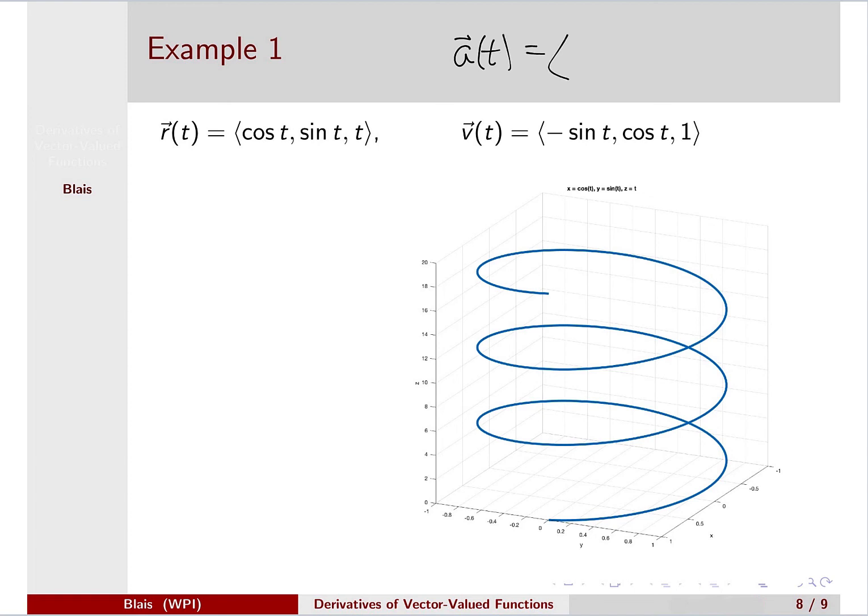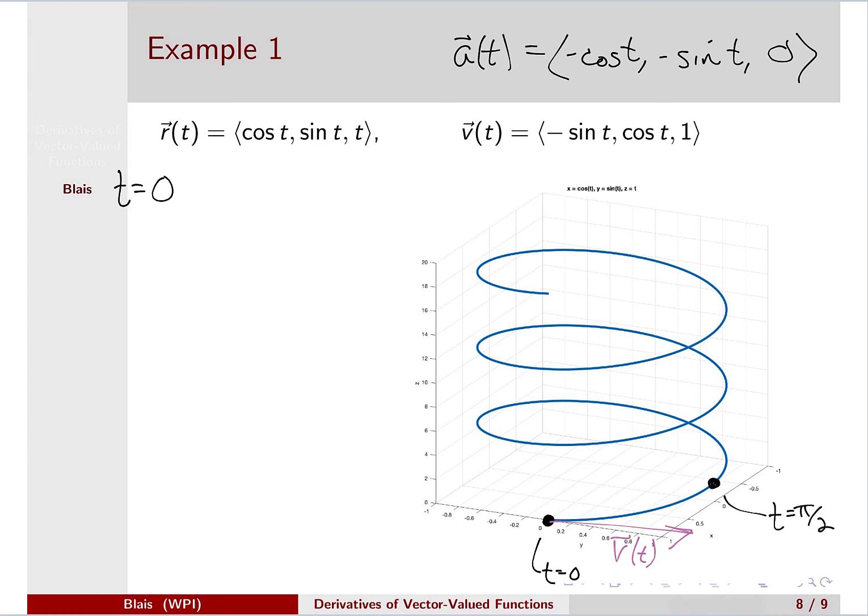we can take the derivative of this velocity vector. Derivative with respect to t of negative sine of t is minus cosine of t. The derivative with respect to t of cosine of t is minus sine of t. And the derivative with respect to t of 1 is 0. And so recall that we had time 0. We were at this point here. And we had velocity vector like this. And then we also had at time pi over 2 a velocity vector like this.